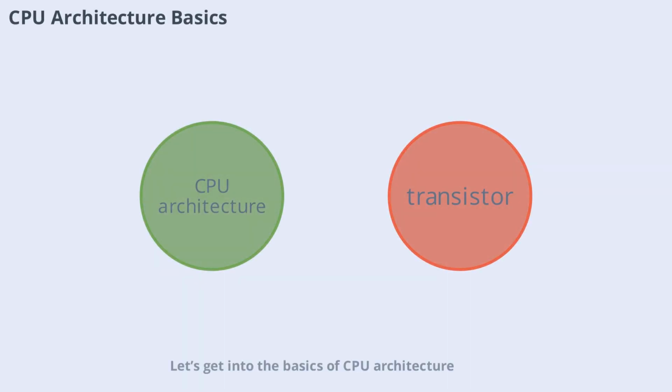Let's get into the basics of CPU architecture. Modern processors are made up of millions, sometimes billions, of tiny transistors. These transistors switch on and off to process data. The architecture refers to how these transistors are organized and how the CPU handles instructions. Different architectures can mean big differences in speed, efficiency, and power consumption. We'll discuss terms like cores, threads, and clock speed and explain how they impact your computer's performance. Understanding architecture helps you make smarter choices when picking a processor.